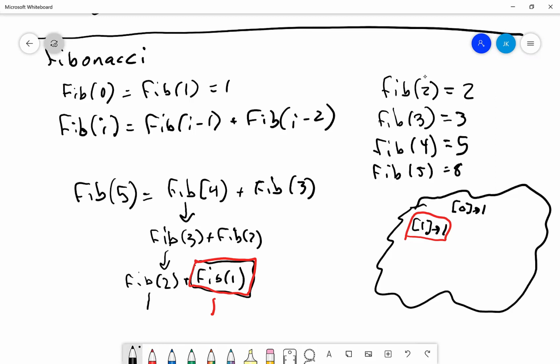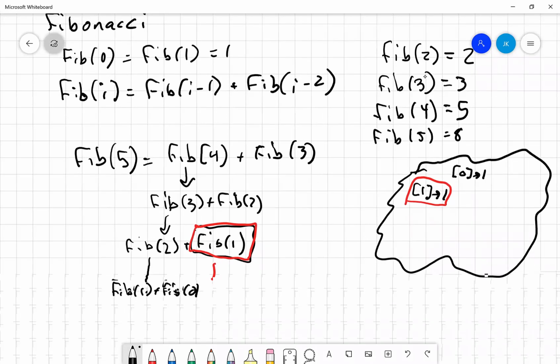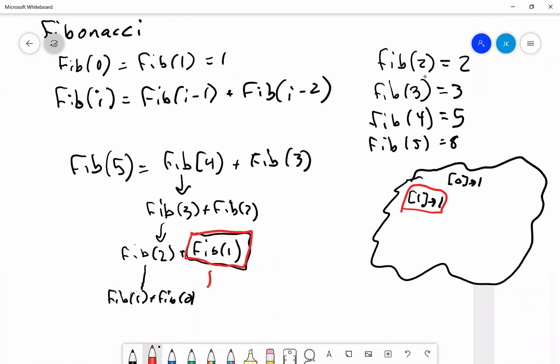So to get fib of 2, I'm going to have to compute fib of 1 plus fib of 0. Now in this case, both fib of 1 and fib of 0 are over here in this memory. And so I can say that this is 1 plus 1. Okay, and so now I have computed fib of 2. And what I will do is enter over here into my memory, I will say fib of 2 has the value 2. So I've now stored that.